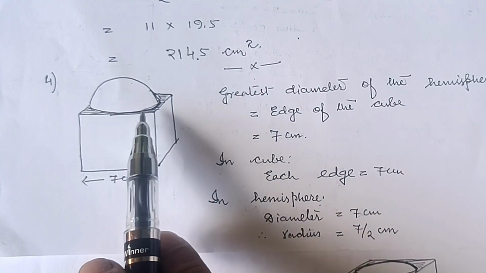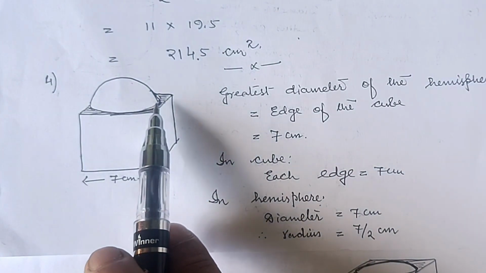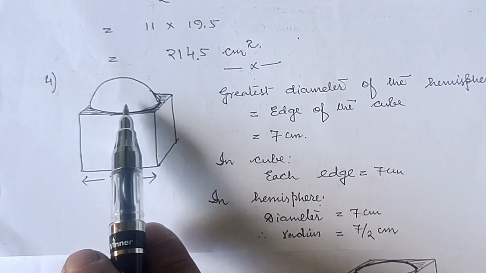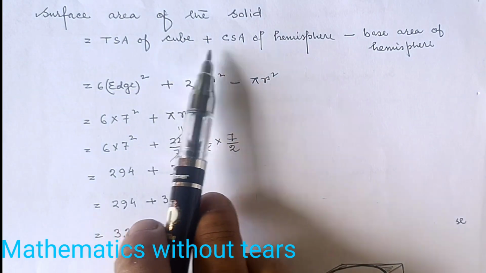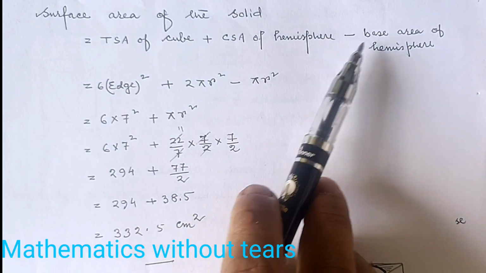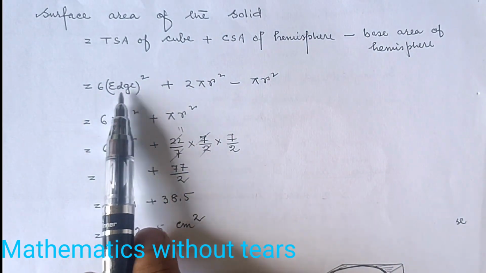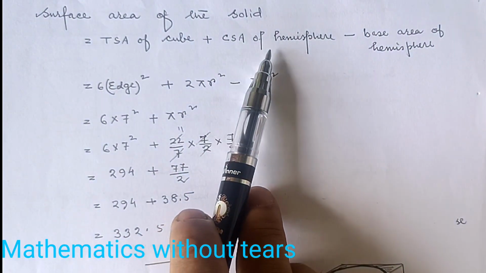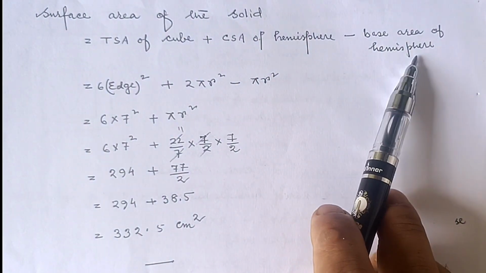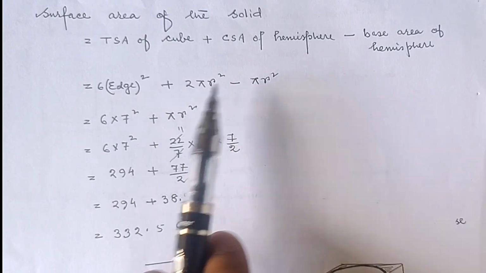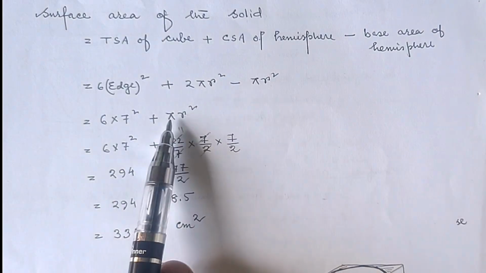So total surface area of this figure will be total surface area of the cube plus curved surface area of the hemisphere minus area of the circular part. Therefore, you can write surface area of the solid is total surface area of the cube plus curved surface area of the hemisphere minus base area of the hemisphere. Total surface area of the cube formula is 6 into h square, plus curved surface area of the hemisphere is 2 pi r square, minus base area of the hemisphere is pi r square.